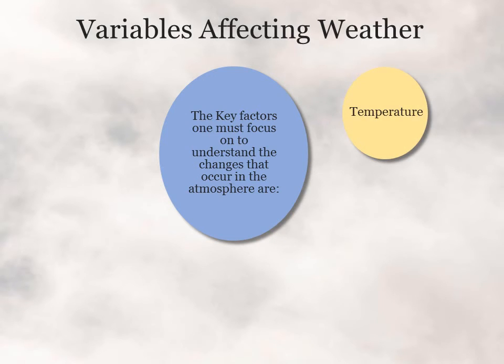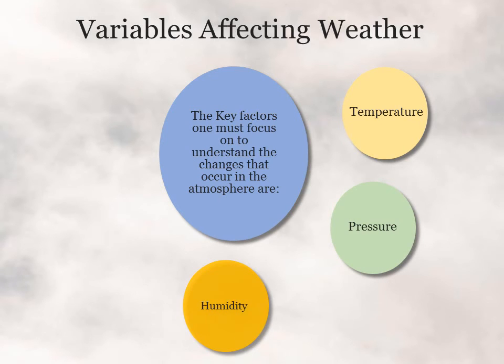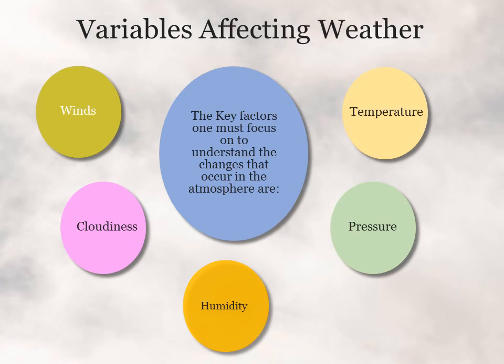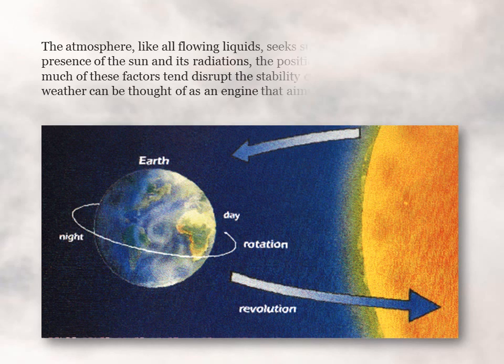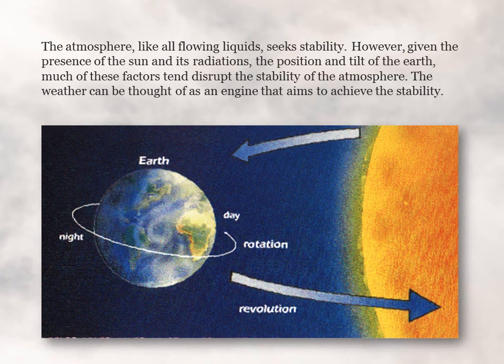Variables affecting weather. The key factors one must focus on to understand the changes that occur in the atmosphere are as follows. First, temperature. Second, pressure. Third, humidity. Fourth, cloudiness. Fifth, winds.